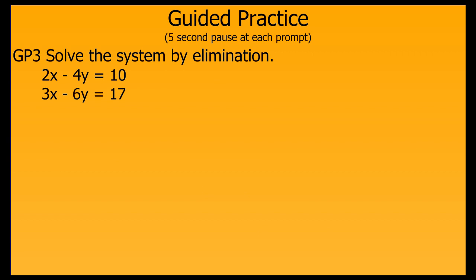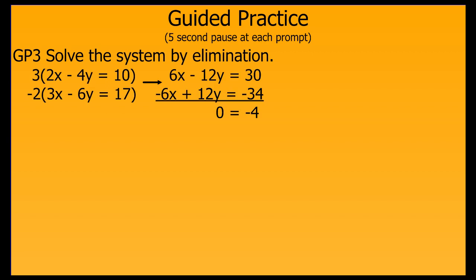Let's try one more. Again, we're solving by elimination. What's our first step? Well, I chose to multiply the first equation by 3 and the second by 2 to get rid of my x's. But notice that in this case, that also got rid of my y's. Now what? Since 0 is never equal to -4, that means these lines never intersect, so they must be parallel. Therefore, our answer is no solution.